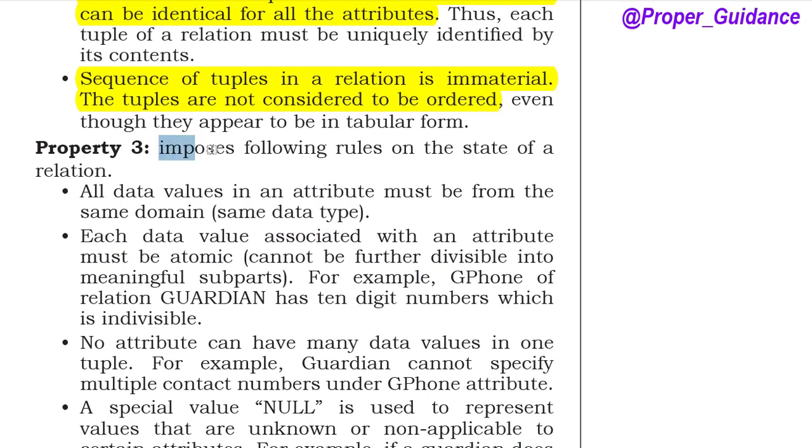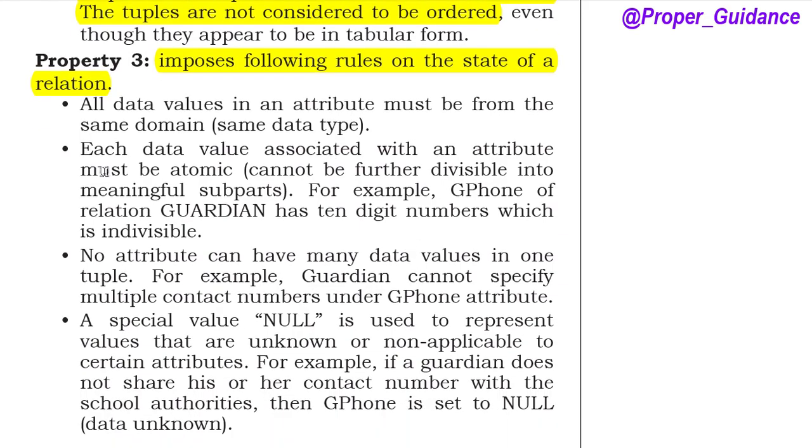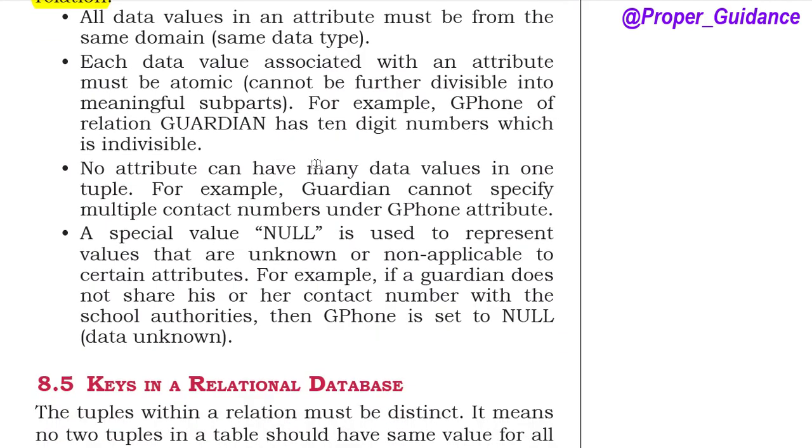Property number 3 imposes the following rules on the state of a relation. That is, all data values in an attribute must be from the same domain, the same data type. Each data value associated with an attribute must be atomic, that is, it cannot be further divided into meaningful subparts. For example, GPhone of relation Guardian has 10-digit numbers, which is indivisible. No attribute can have many data values in one tuple. For example, Guardian cannot specify multiple contact numbers under the GPhone attribute.